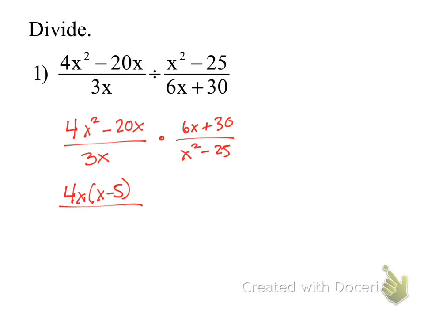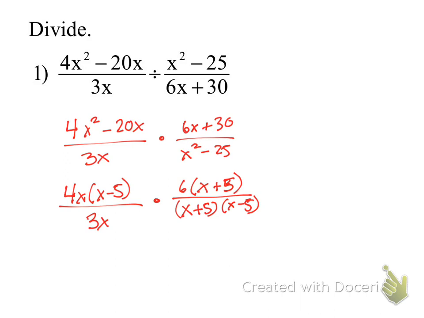Then you'd simplify the second fraction because you can't simplify the first anymore. And you'd get 6 times the quantity of x plus 5. And then on the bottom, it's a difference of squares, so you get x plus 5 times the quantity of x minus 5.